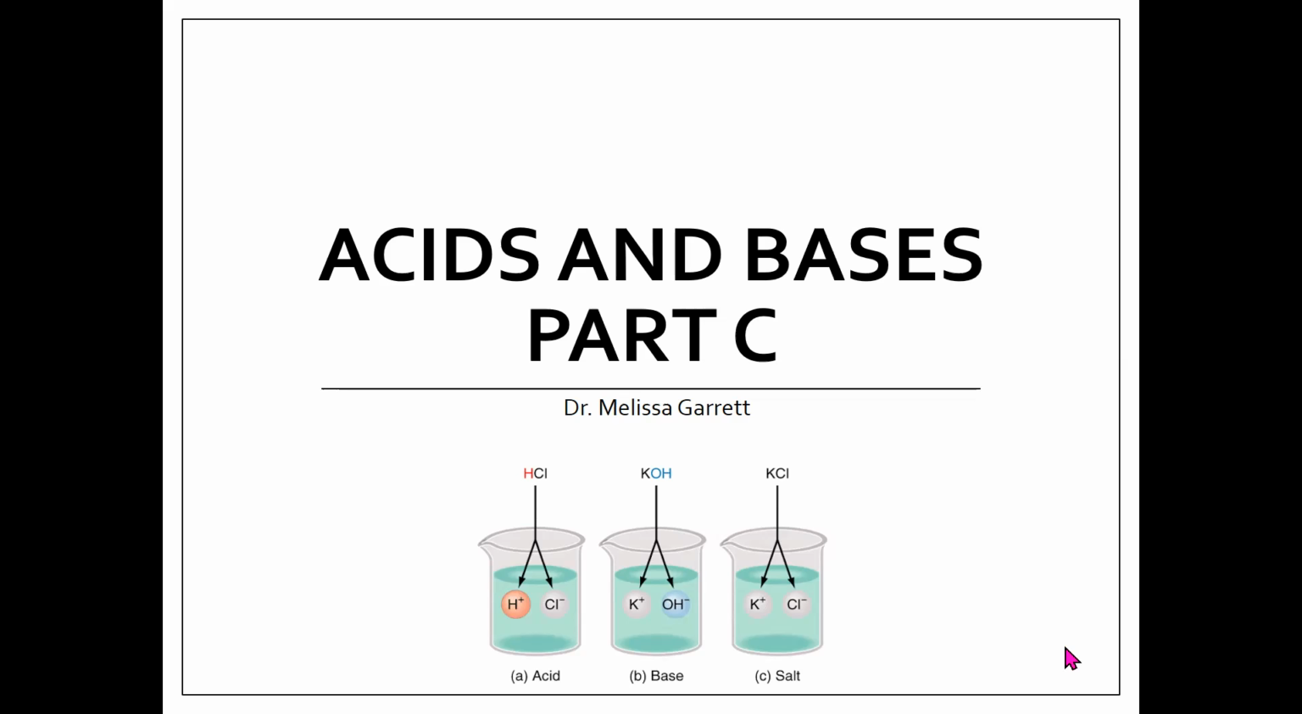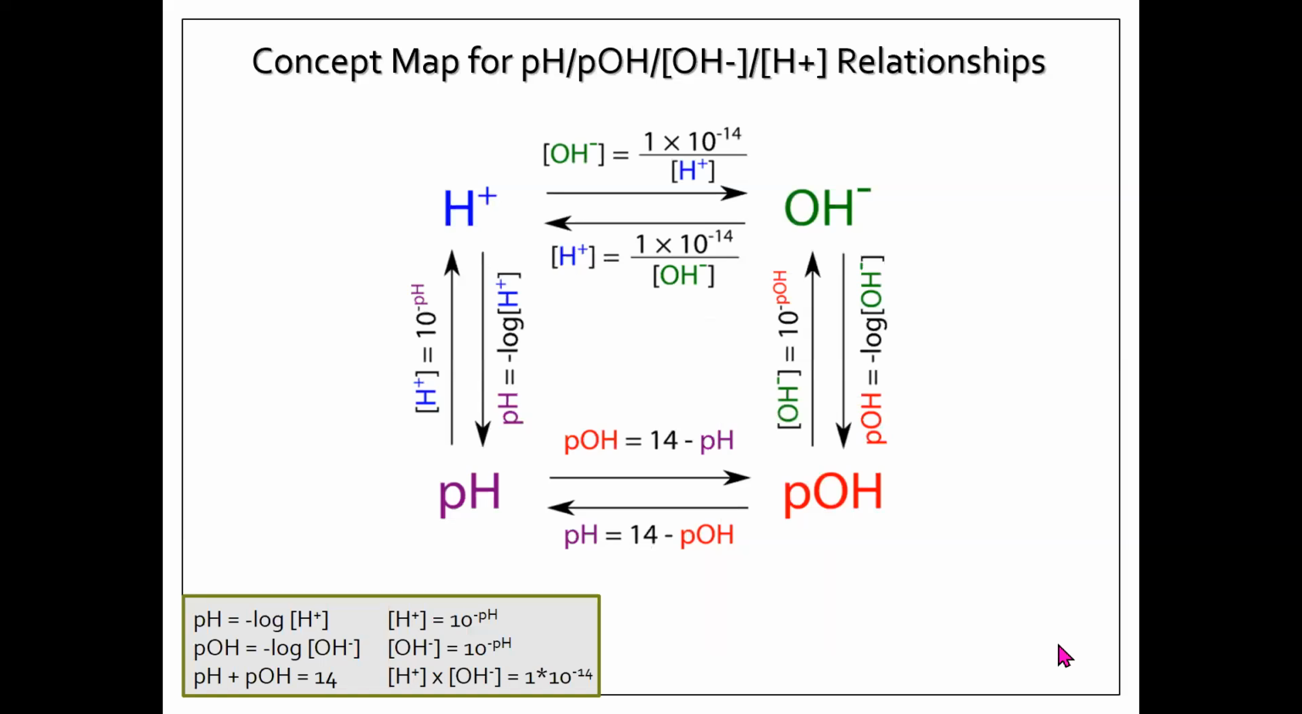So let's go over the acids and bases part C in-class activity. This is just again showing you the concept map that we use that helps show the relationship between pH, pOH, and the H plus and the hydroxide ion concentration.